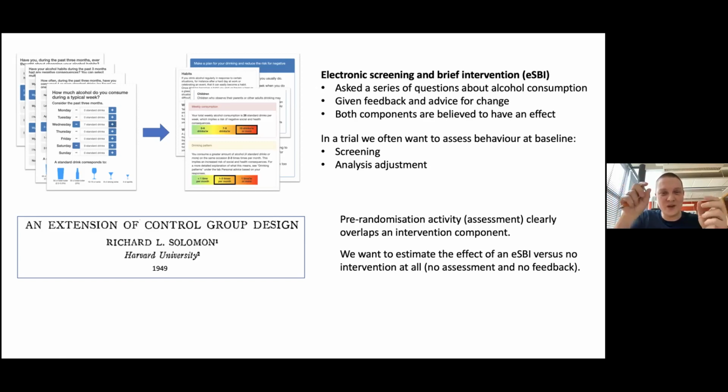But here we have a pre-randomization step which clearly overlaps the intervention component. So the intervention component is asking questions and the feedback. That's our intervention. But then we need to ask questions to everybody because we're in a trial. And then clearly a pre-randomization step overlaps what we're trying to do in the intervention. And what we would like to do is estimate the effect of an ESBI versus no intervention at all. That is no assessment and no feedback. That's sort of the true effect that we want to get at. And that's tricky in a trial, but I'll show you how it can be done.